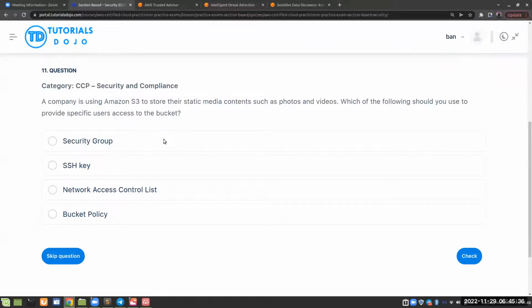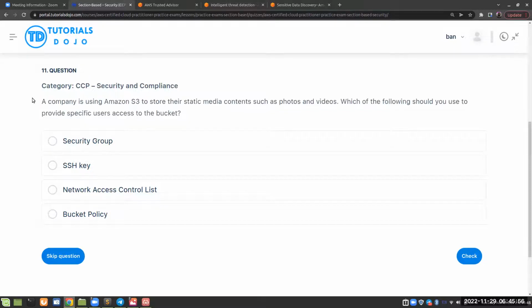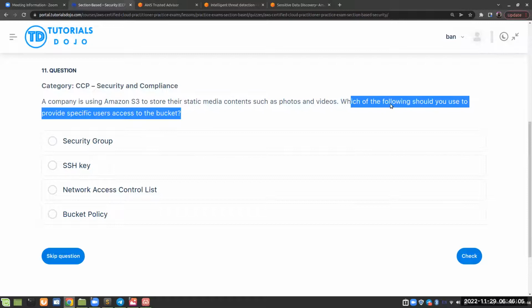The last question for, I think this is the last for team now. A company is using Amazon S3 to store their static media content, such as photos and videos. Which of the following should you use to provide specific users access to the bucket? So what's the question talking about? A company is using Amazon S3 to store their static media content, such as photos and videos. Which of the following should you use to provide specific user access to the bucket?